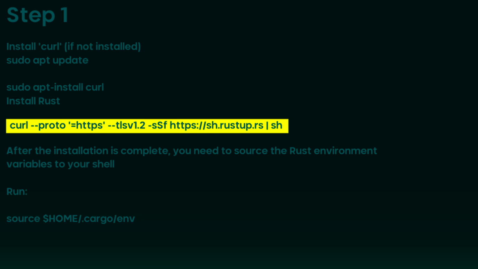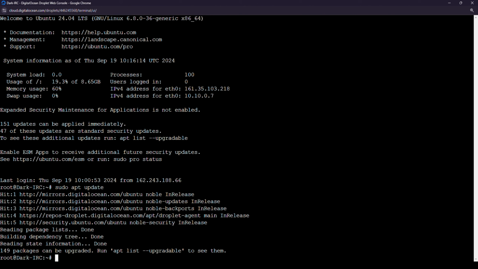So the first step is to install curl using sudo and then try to install Rust using curl as well. So I'll show you the simple steps. So this is step one.